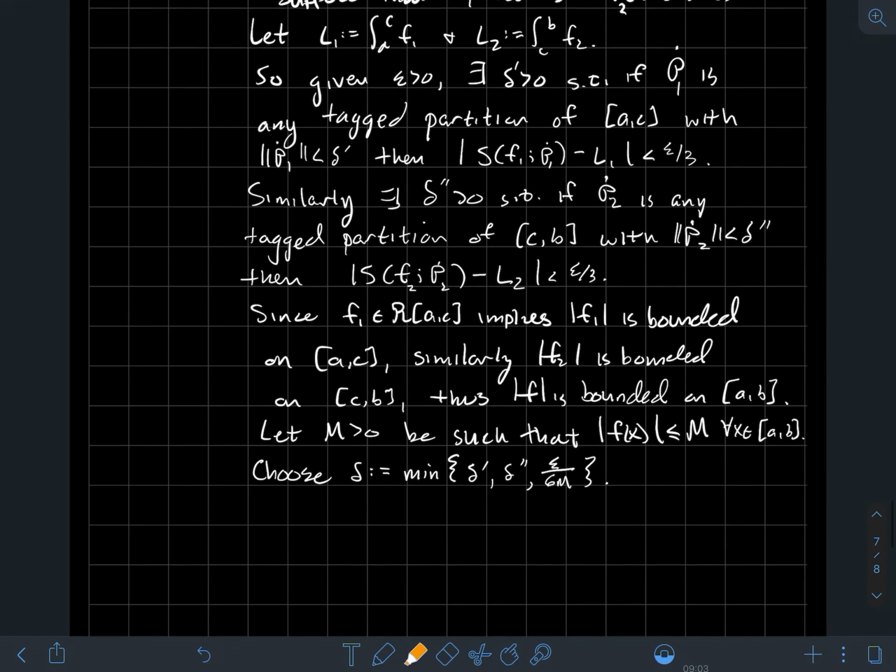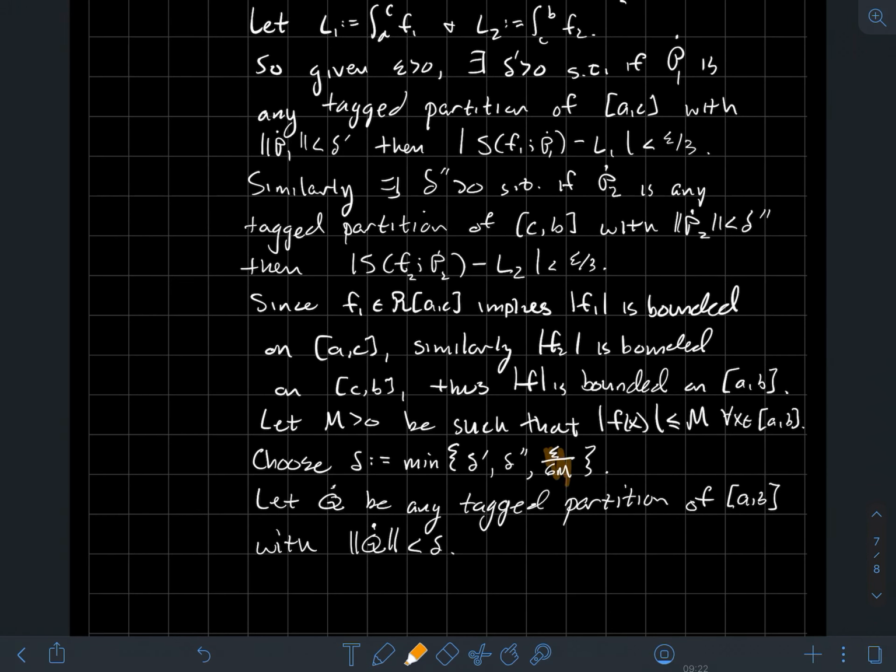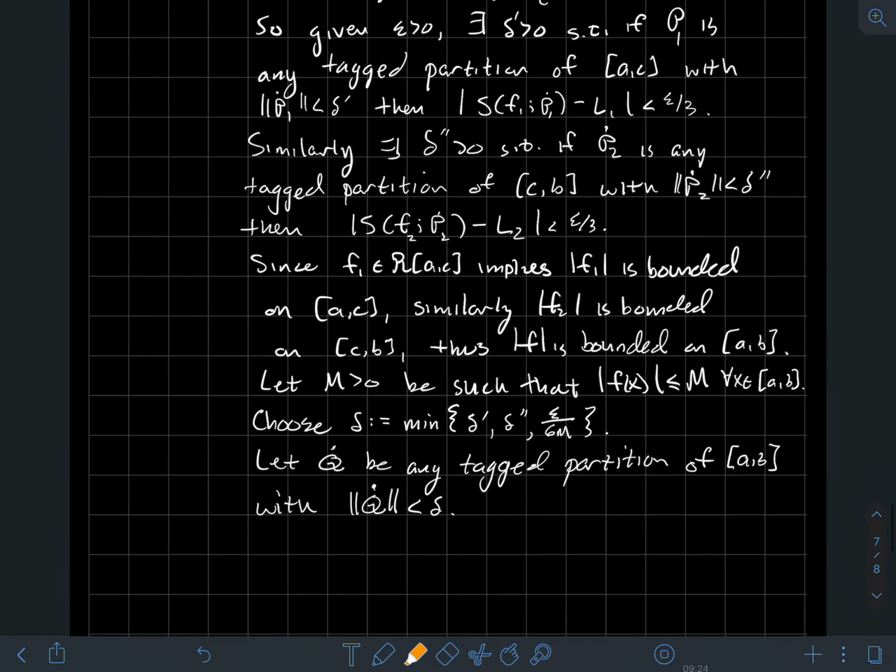Now what we're going to do is choose delta to be the minimum of delta prime, delta double prime, and this weird epsilon over 6M. You can bet correctly that this comes from working backwards and doing some algebra, like we're used to doing if we're tasked with solving an epsilon-delta type of problem. But again, just for presentation, I'm not going to go through that. You'll see why it's good later on. So let's let Q dot be some tag partition of the whole interval from A to B that has maximum subinterval length, or norm or mesh, whatever you want to call it, that's less than all three of these.